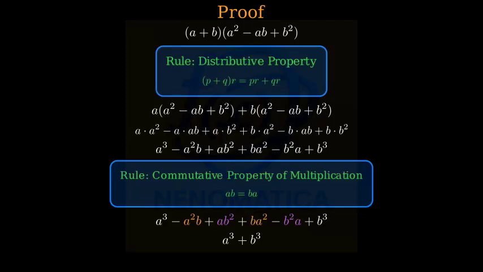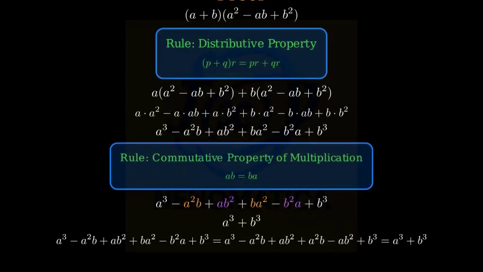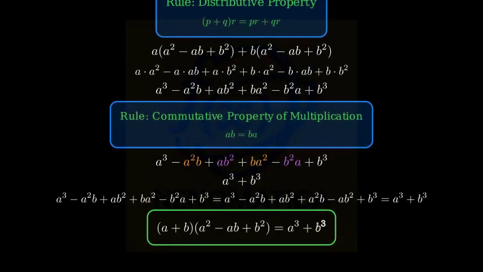Let's see what happened. We have a squared b and b a squared, which are the same term. Since one is positive and one is negative, they cancel out. Similarly, ab squared and b squared cancel each other out. So we're left with just a cubed plus b cubed. Therefore, we have proven that for all real numbers a and b, the product of a plus b and the quantity a squared minus ab plus b squared equals a cubed plus b cubed.